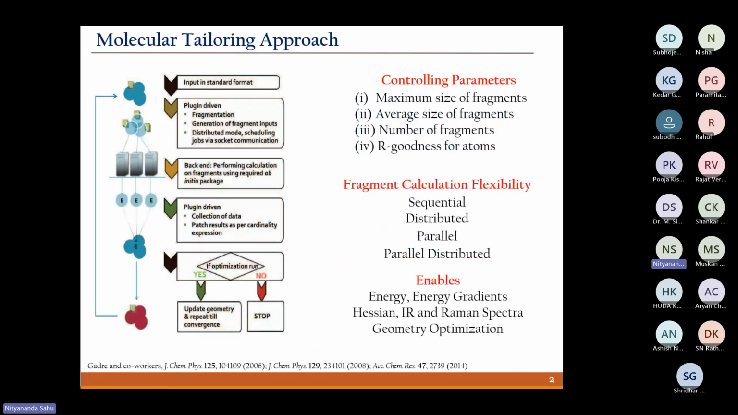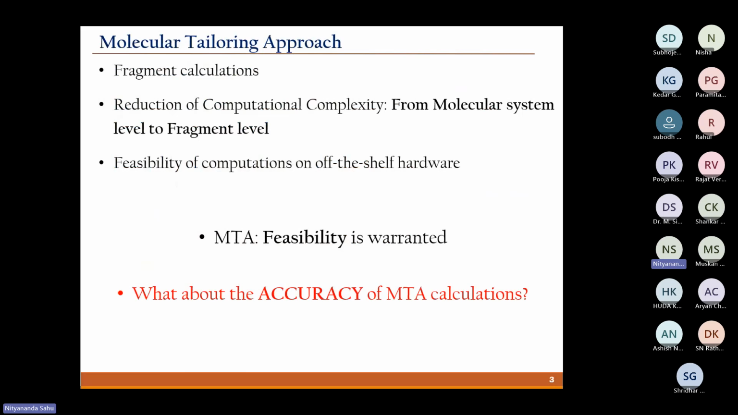As you already know, MTA is a fragment based method, and we do fragments, then we do the calculation. This is all already known to you from the previous two talks. We have many parameters, and there are many utilities within MTA to enable calculations. Currently we enable energy, gradients, and the vibrational IR and Raman spectra, and of course the geometry optimization of molecular systems, which includes both molecules as well as molecular clusters.